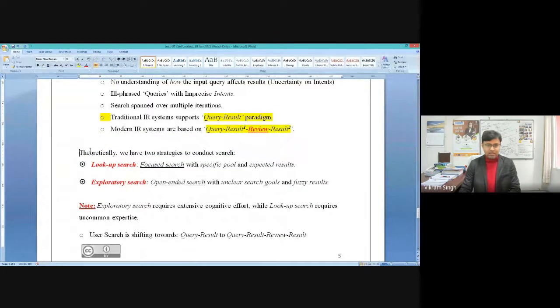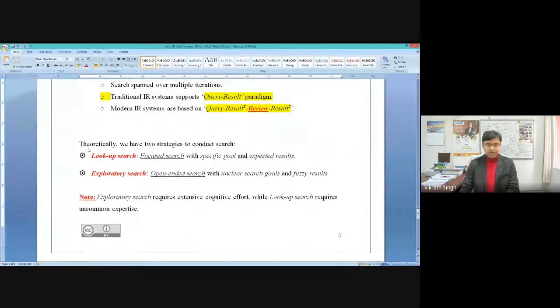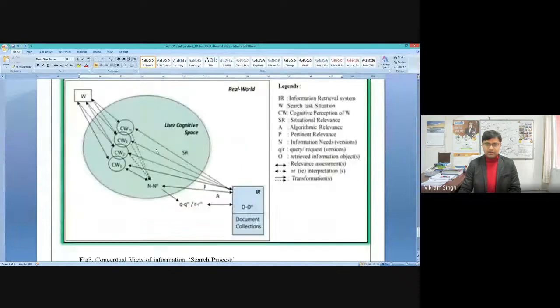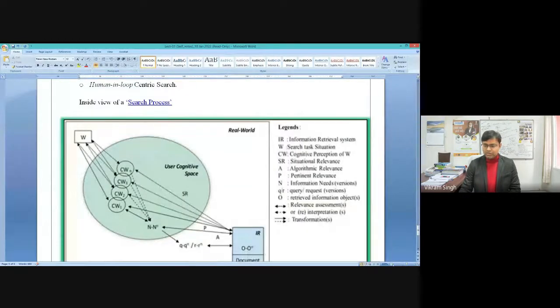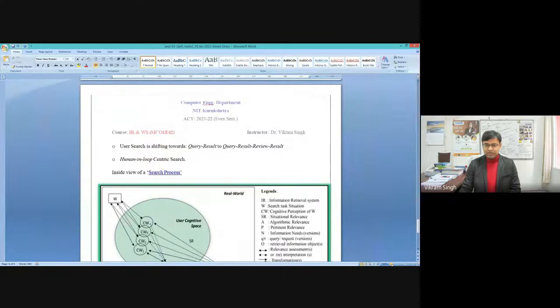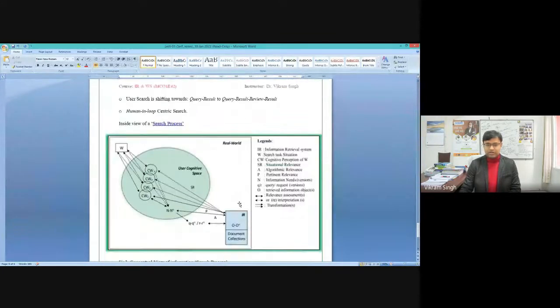Just for lack of time, we have not started discussing this part. Actually, this is what I am interested to share with you, because this is very important with respect to this particular course, and this models the entire search process, right? So tomorrow we will have this discussion on this part, right? So that's it for today.